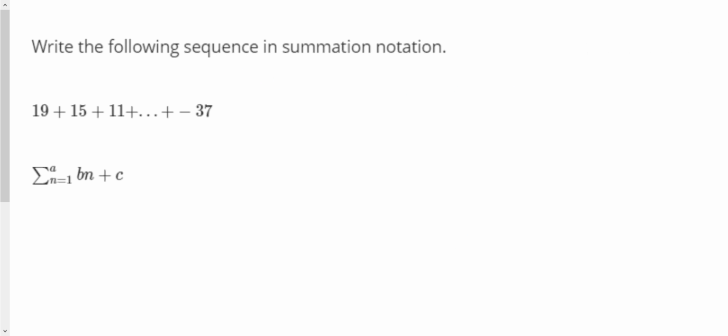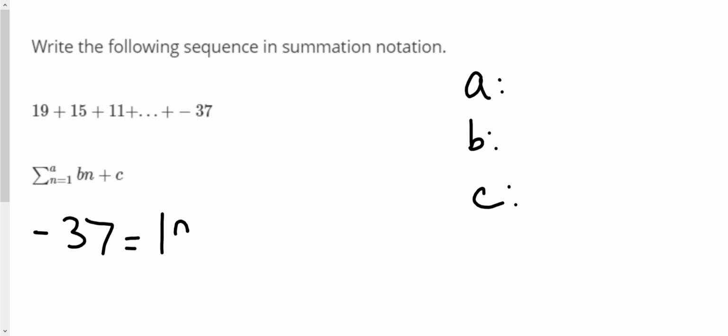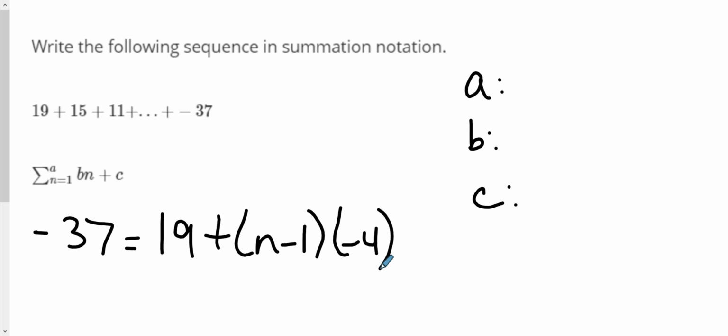Number 7, write the following sequence in summation notation. Okay, so we need to figure out what A, B, and C are equal to. So let's get started by finding how many terms are in this. That's going to be A. So I'm going to write negative 37 equals, now I'm noticing that I'm subtracting 4. So I know I have arithmetic, so I'm going to go 19 plus n minus 1 times negative 4. When you solve that, you get n equals 15. So right away, there is my A value, 15.